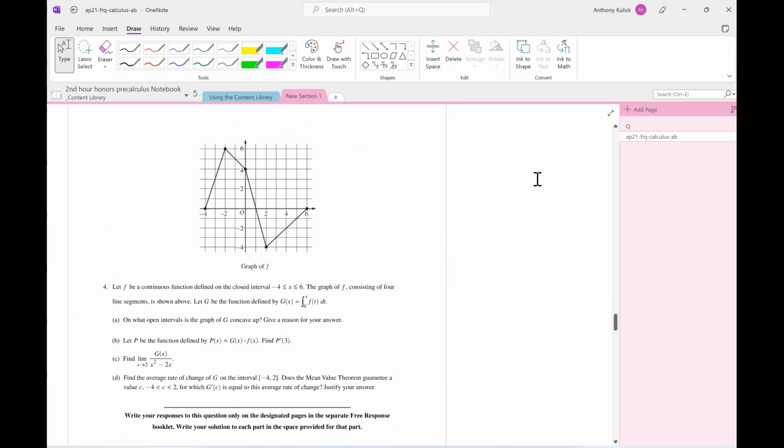All right. So here's 4. It says let f be a continuous function defined on the closed interval from -4 to 6. The graph of f, consisting of 4 line segments, is shown above. Let g be the function defined by g of x equals the integral from 0 to x of f of t dt. On what open interval is the graph of g concave up? Give a reason for your answer.